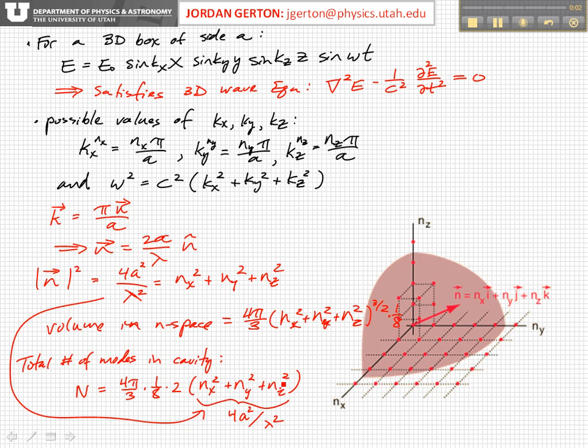Okay, so this is what I wrote down at the end of the last clip. This is for the total number of modes in the cavity, and I just wanted to say that I forgot the 3/2 here. Okay, just got to put that in there. So this quantity, this argument here, nx squared plus ny squared plus nz squared is equal to 4a squared over lambda squared. So when you multiply all this together, what you get is that the total number of modes in the cavity, okay, cavity of side length a, is equal to 8 pi times a cubed divided by 3 times lambda cubed.